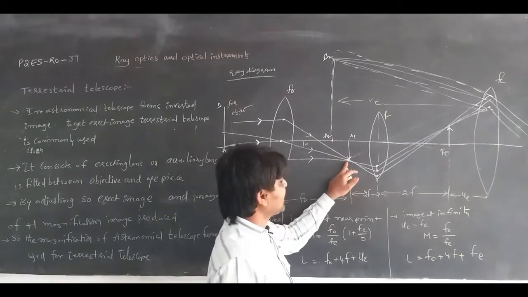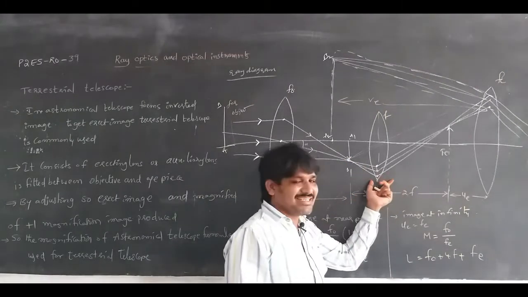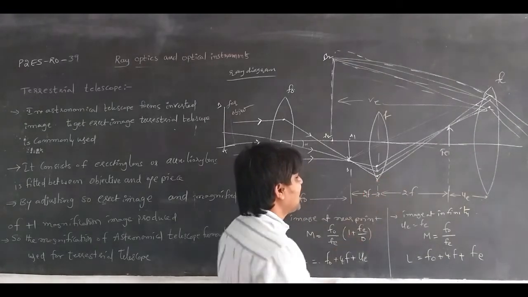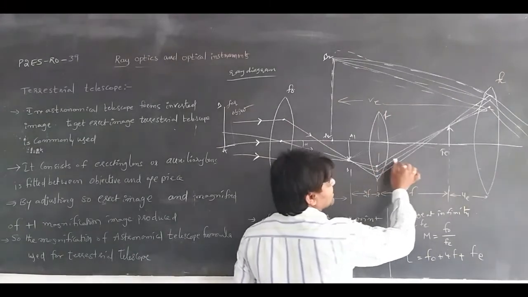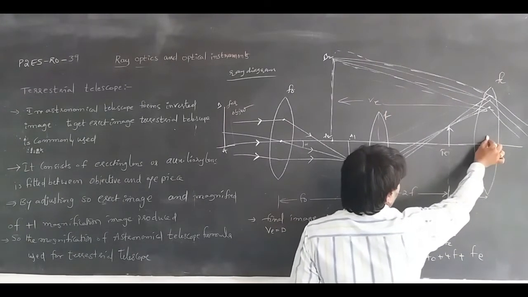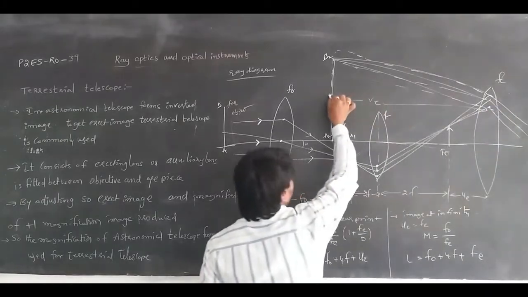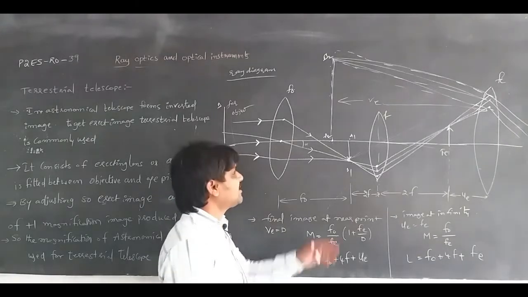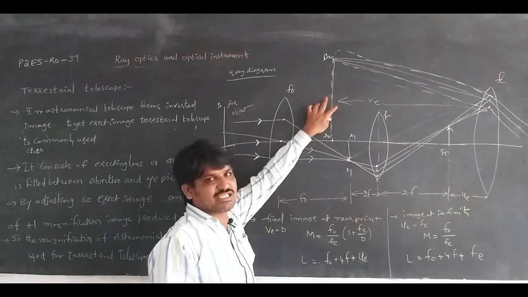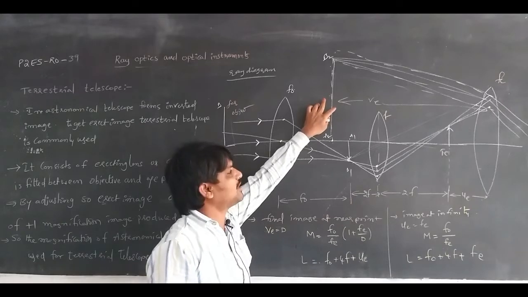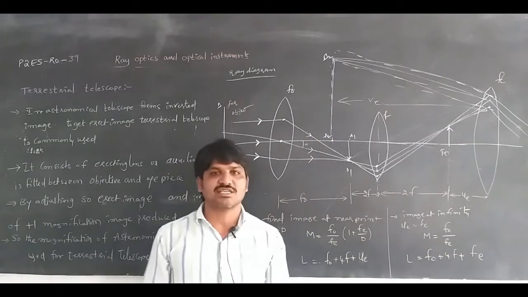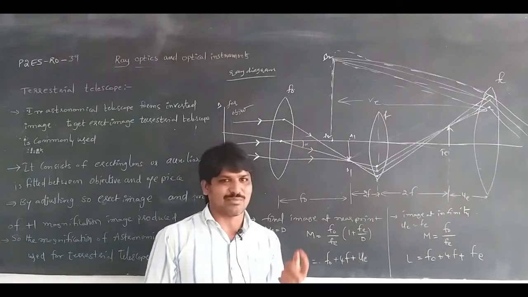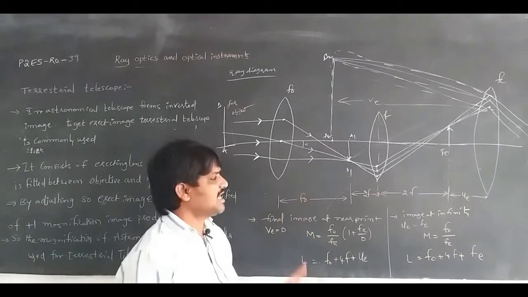From that image, the erecting lens between them gives refracted rays that are incident on the eyepiece, and due to the eyepiece a magnified erect image is formed above the principal axis. By using the terrestrial telescope we can watch a cricket match like this, since we can see the erect image.